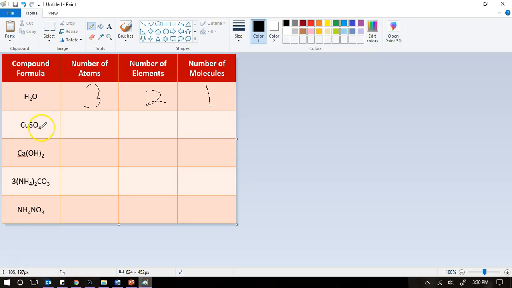So I've got CuSO4, right? Now, number of elements, how many capital letters do I have, right? So Cu is copper. There's 1 element. I've got sulfur, which makes a second. I've got oxygen, which makes a third. So I've got 3 elements in that particular one. If I come back to my number of atoms, well, I've got 1 of copper, 1 of sulfur, so that gets me up to 2, plus the 4 from the oxygen gets me up to 6. And I've only got 1 molecule hanging out there. Okay. Same deal. I'm going to pause the video, see if you can work your way through the rest of these, and come back and check your answers.